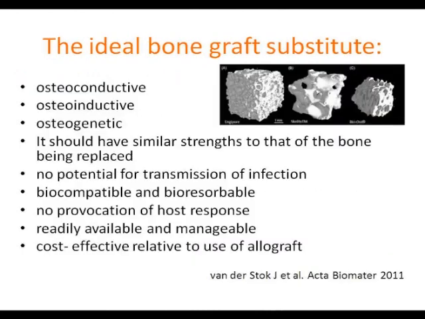Again, membrane, bone graft. So inside the membrane, we would like to have an ideal bone graft substitute. It should be osteoconductive, osteoinductive, osteogenic, with similar strength to that of the bone, and this does not exist, with no potential for transmission of diseases, biocompatible, bioabsorbable, no provocation of osteoresponse, readily available, manageable, and cost-effective. And this is another very tricky point concerning the graft substitutes and the bone substitutes.